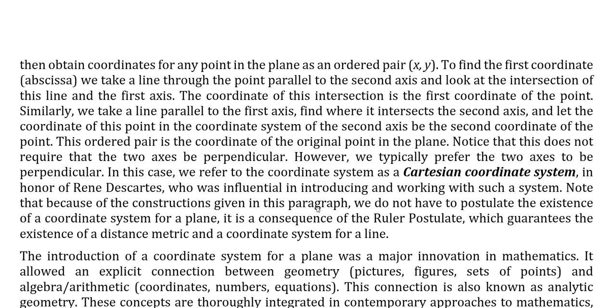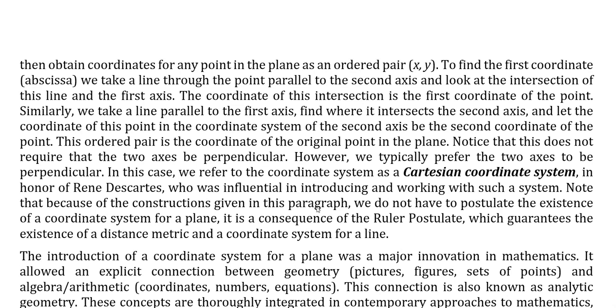To find the first coordinate, sometimes called the abscissa, we take a line through the point parallel to the second axis and look at the intersection of this line with the first axis. The coordinate of this intersection is the first coordinate of the point. Similarly, we take a line parallel to the first axis, find where it intersects the second axis, and let the coordinate of the point on the coordinate system of the second axis be the second coordinate of the point. This ordered pair is the coordinate of the original point in the plane.